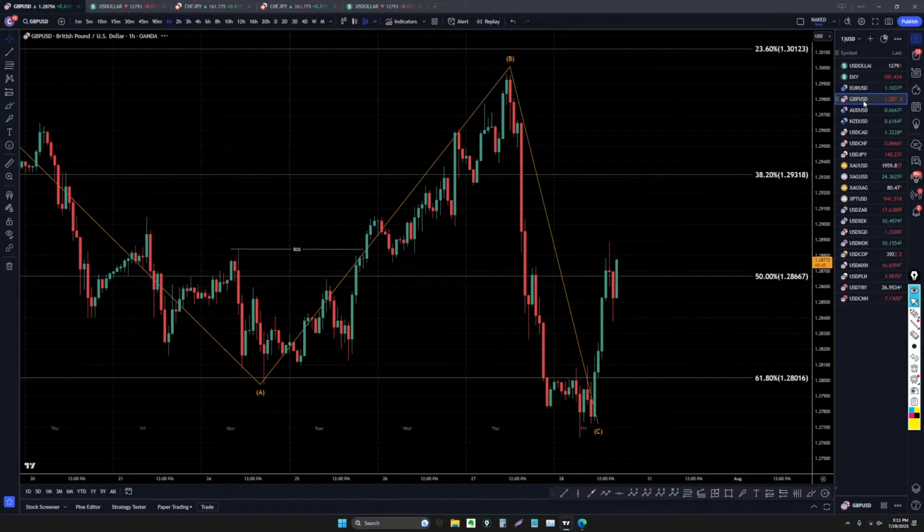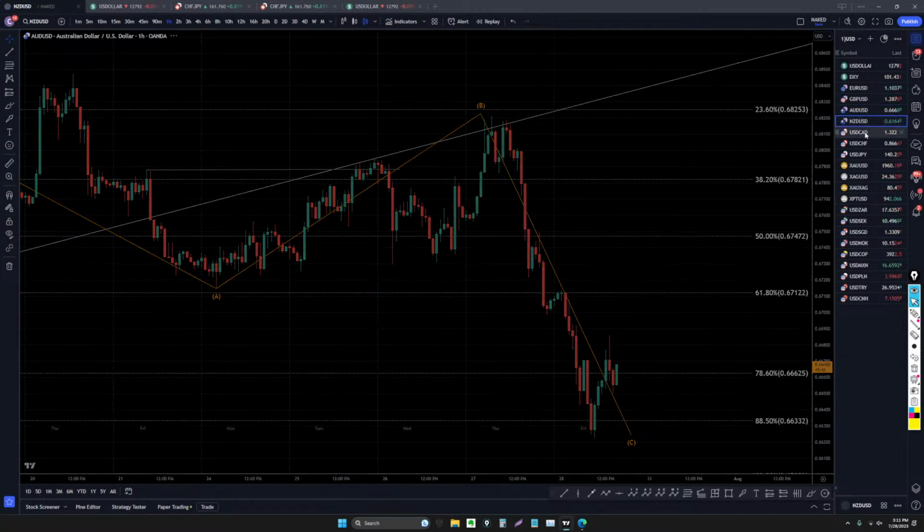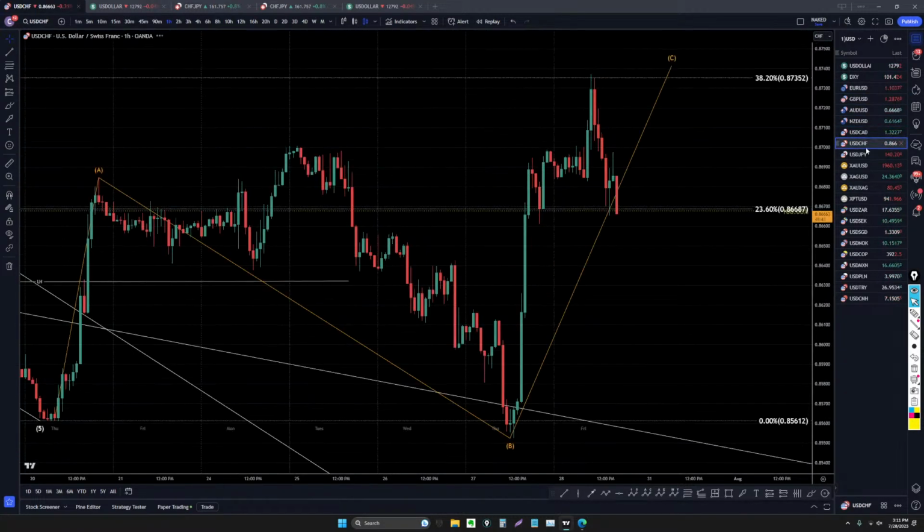The euro dollar's looking real nice. The pound dollar's starting to look nice. They're all starting to look nice. I think everything's going as planned.